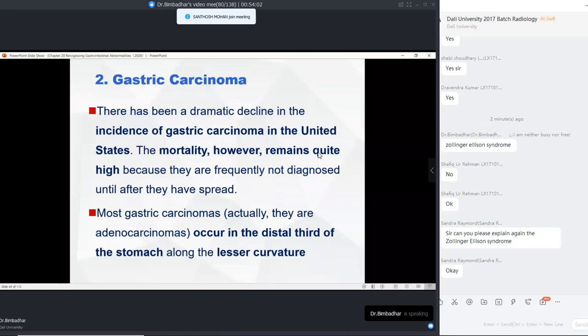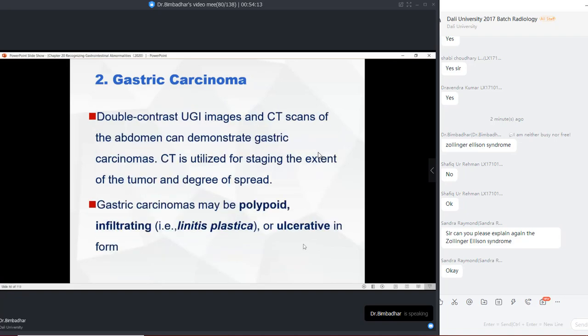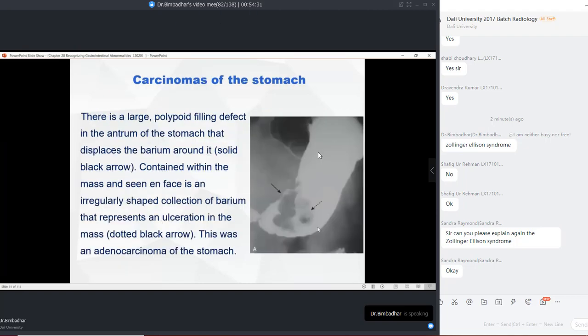Right. Okay. So you have to understand that is also one of the risk factors. And then you see here, like I said, that they are happening in the distal one-third of the stomach along the lesser curvature. Double contrast and CT scans of the abdomen can demonstrate gastric cancers. Simple, that is understood very easily. And then they are utilized for the staging and degree of the spread. There are three types: polypoid, infiltrating, and ulcerating. Yes, that is also fine.